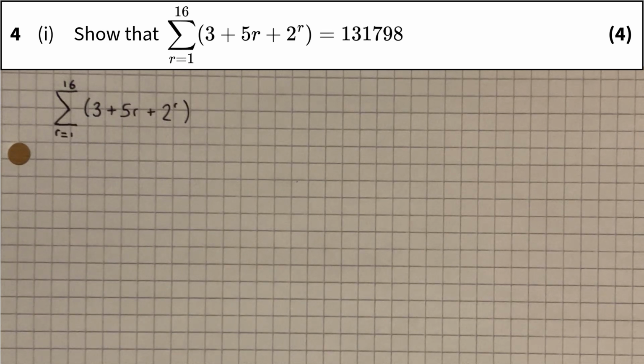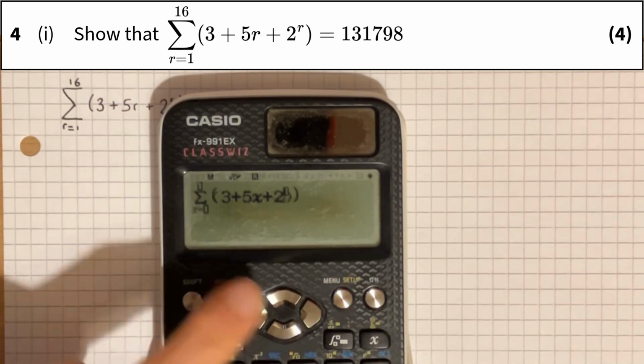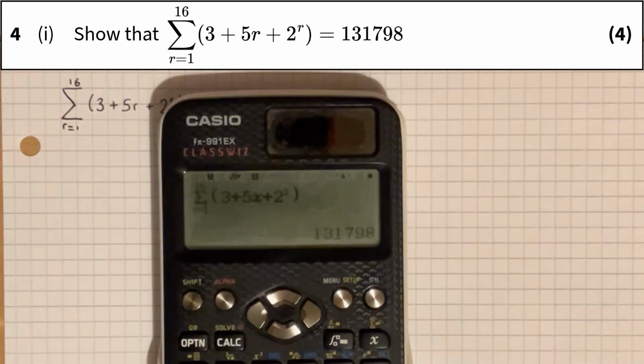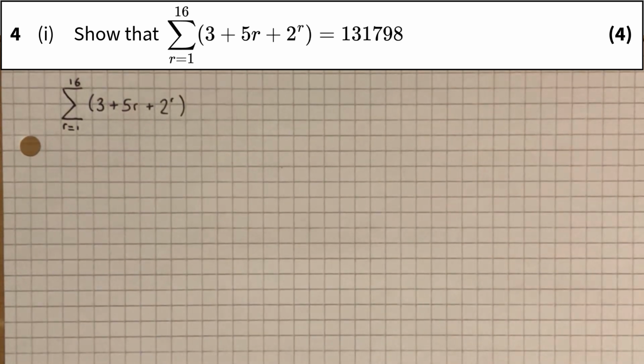Have you ever wanted to find the sum from 1 to 16 of 3 plus 5r plus 2 to the power of r? Well, today is your lucky day. Now, of course, we could type this into the calculator and check that it is true, but we're not going to get any marks for that. But at least it's true. So how are we going to do it then?